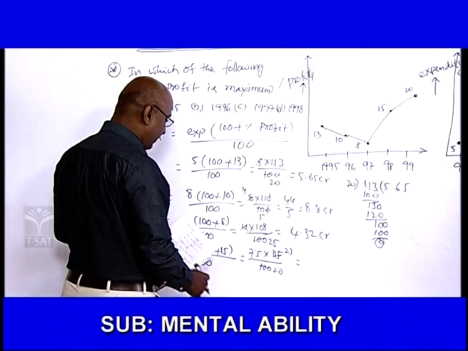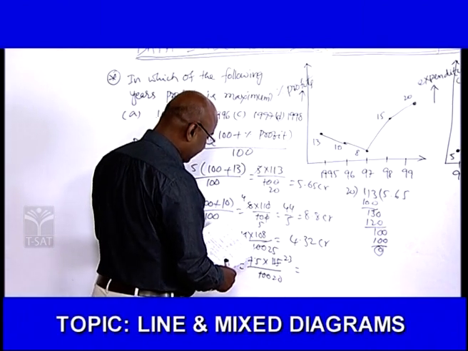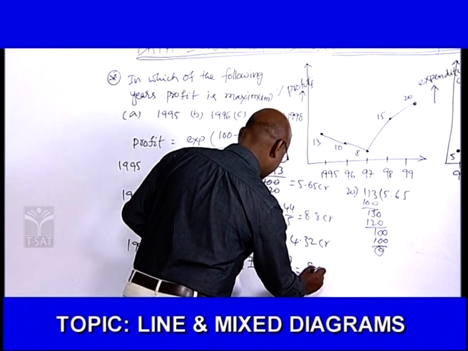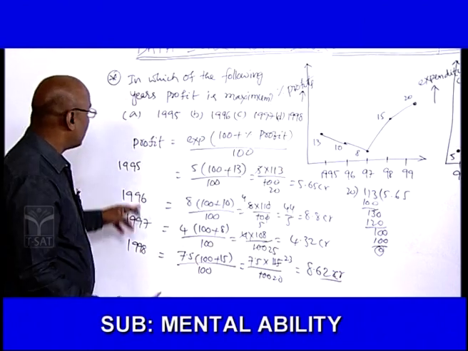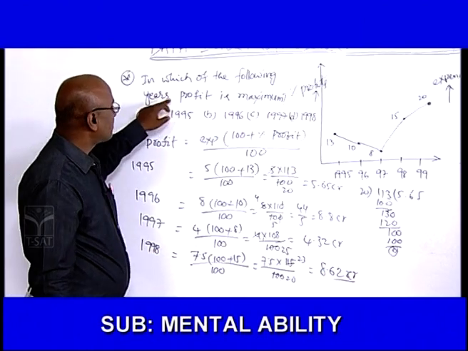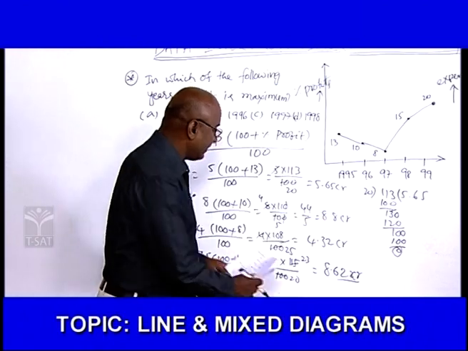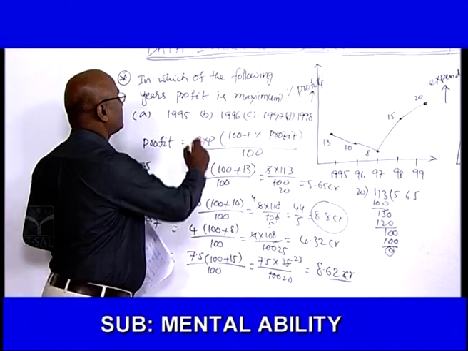That is equal to 7.5 by 20 into 23, which is 8.62 crores. So what is the question? In which of the following years is profit maximum? By observing here, 8.8 crores in the year 1996, the profit is maximum.